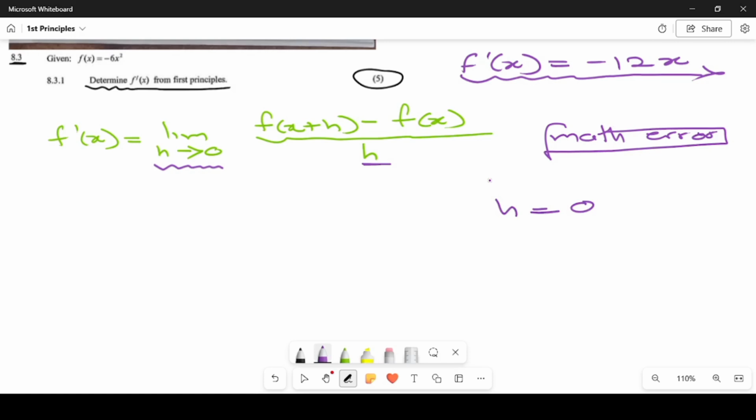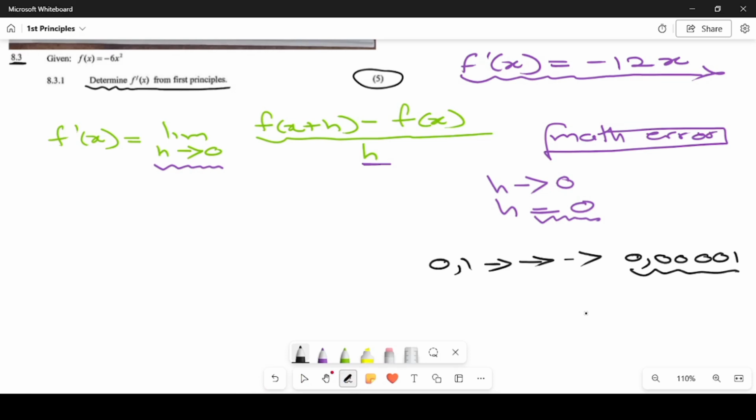When we say h approaches 0, we're just saying that the value of h is approaching 0, and what that means is we could start with 0,1, and for it to be approaching 0, it can be heading towards something like 0,00001. You see, it's getting smaller. It's striving towards 0, but it never reaches 0. That's why we say h approaches 0.